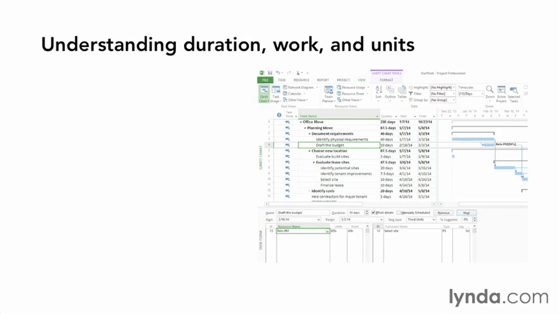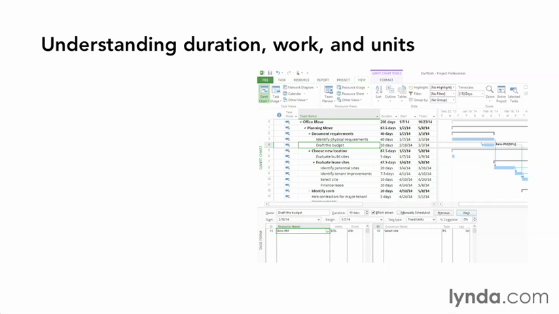A task's duration, work, and assignment units are inextricably connected. The mathematical relationship is simple, and it's the key to getting your resource assignments right every time. First, a few definitions. Duration is the length of a task from its start to its finish. If a task starts on Monday morning and ends on Friday afternoon, the duration is 5 workdays.